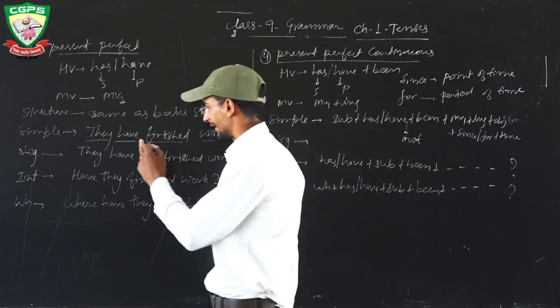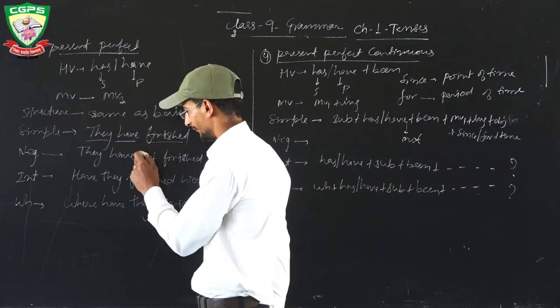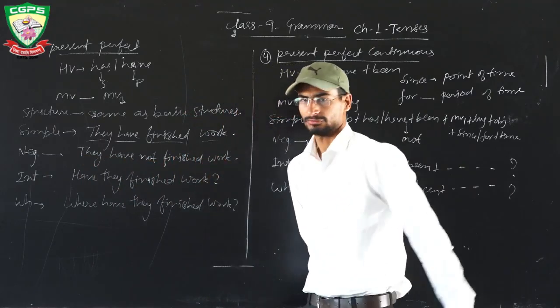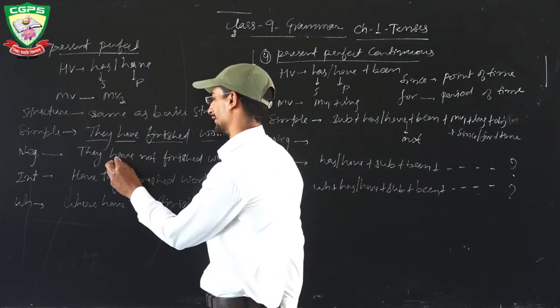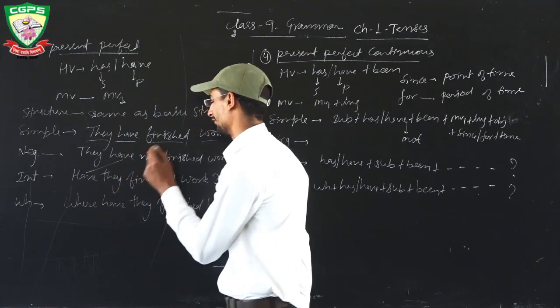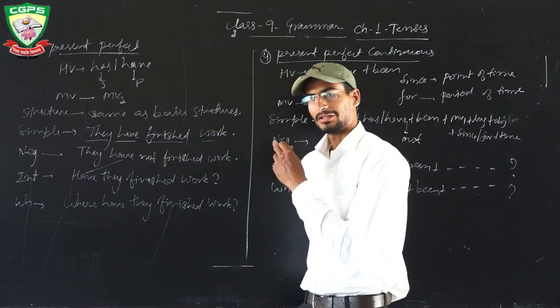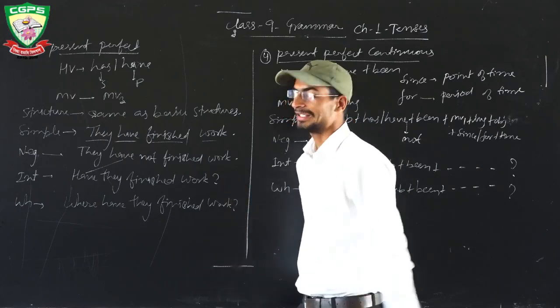Negative sentence, just add not after that helping verb. They have not finished work. That is negative. Interrogative, just write helping verb at the starting. Have they finished work? This is interrogative sentence and question mark at the last.